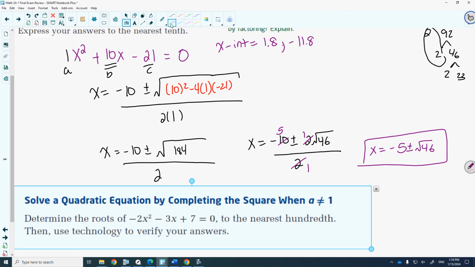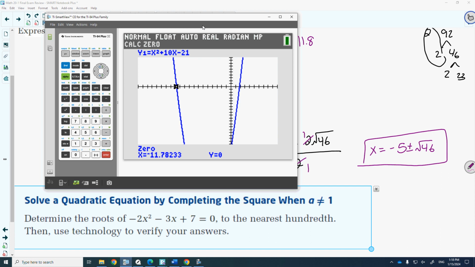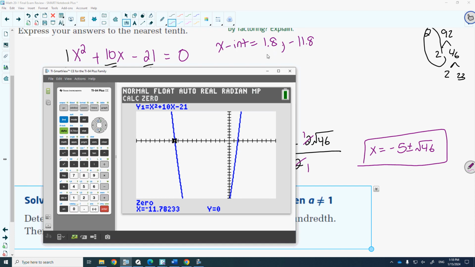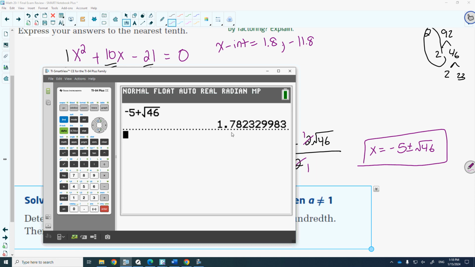That's an exact form. So then I'm going to go to my calculator and I'm going to double check because I know these x-intercepts, right? I know that they're 1.8 and negative 11.8. So it should be these two numbers. So negative 5 plus the square root of 46, there's the 1.8. And negative 5 minus the square root of 46 is the negative 11.8.